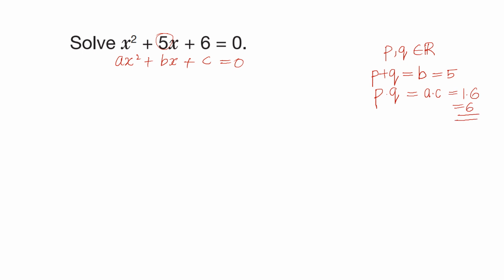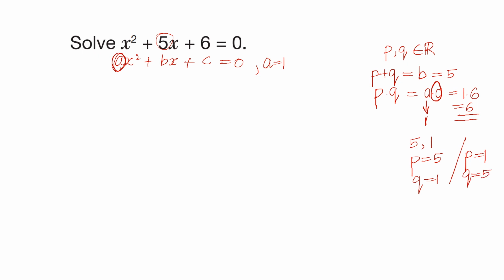The easiest case is when a is equal to 1. If a is equal to 1, find two numbers p and q such that p plus q is equal to 5 and pq will be c only. So we have to find two numbers whose sum is 5 and whose product is 6. The two numbers can be 2 and 3. The sum gives us 5 and the product gives us 6. So p can be 2 and q can be 3, or you can take p is equal to 3, q is equal to 2.